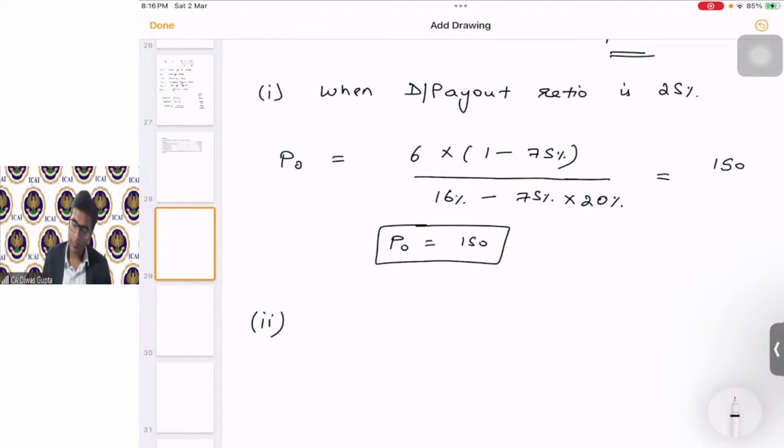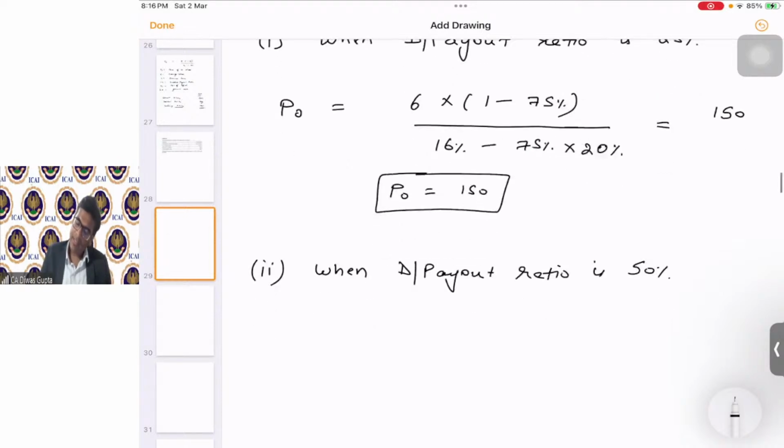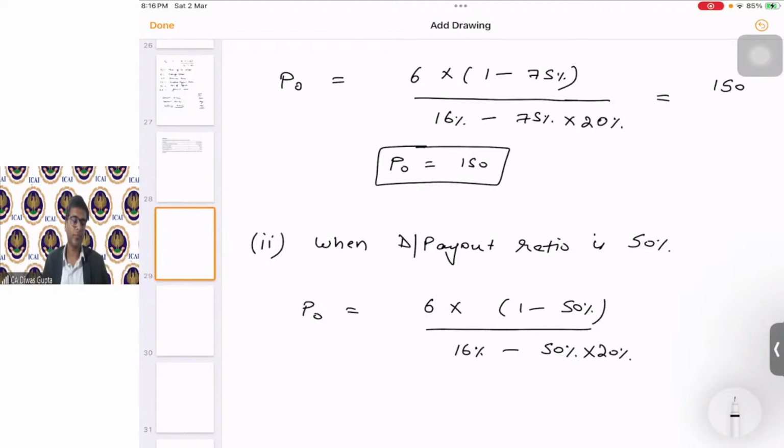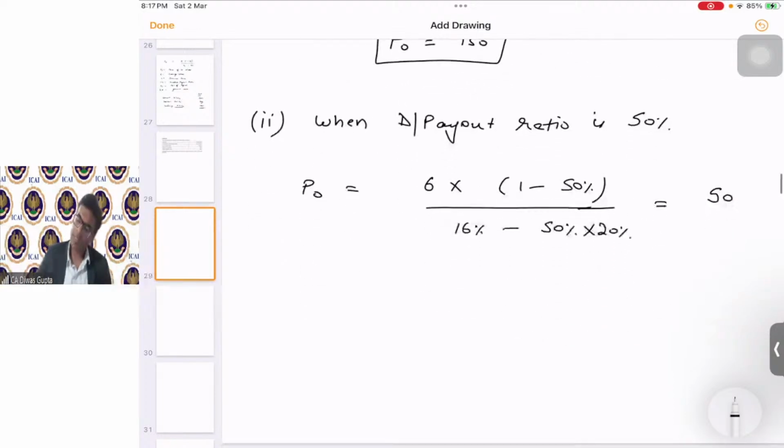Second, when the dividend payout ratio is, yes, Chelapati, your answer is correct, 50%. Then price will be 6 rupees multiplied by 1 minus 50%, whole divided by 16% minus 50% into 20%, which is 50 rupees.